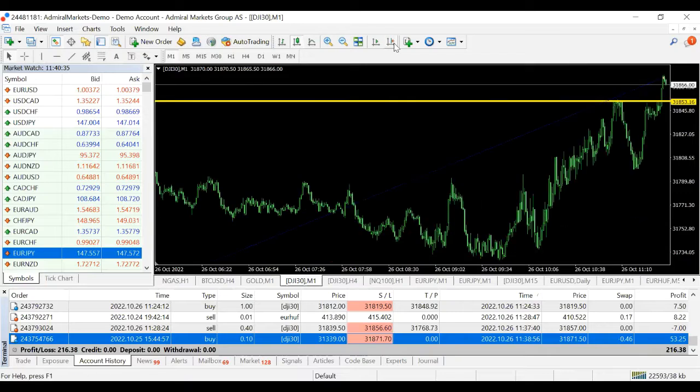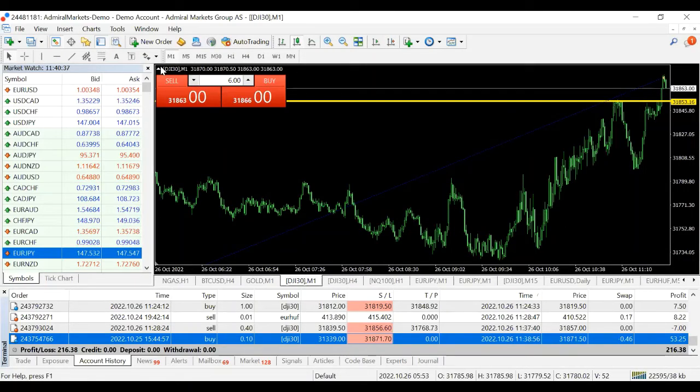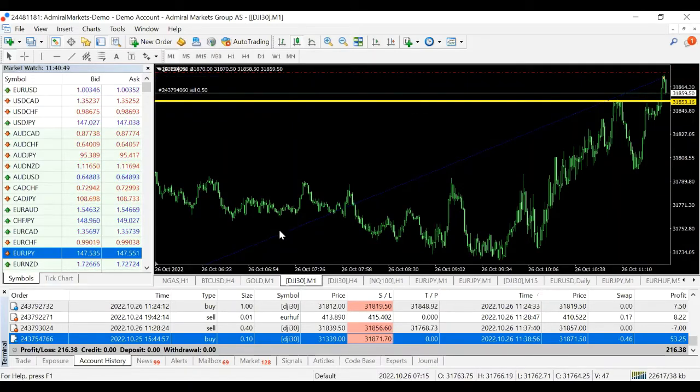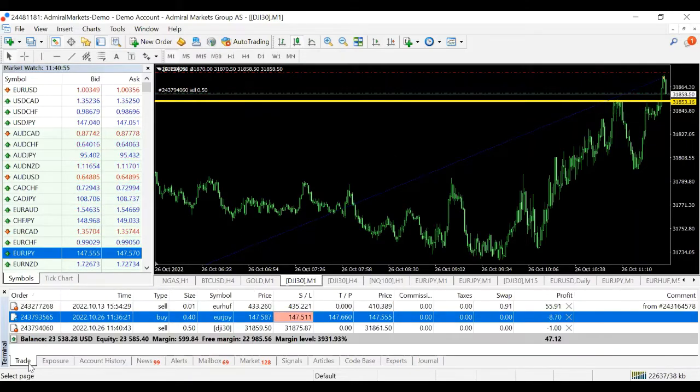In the last trade of today, we will trade the pullback with a small lot size. It will be 0.50. We are going short, set the stop loss somewhere here, and maybe we will see a false breakout. If not, we will lose some money. Our loss will be $8. Let's go back to the open positions.